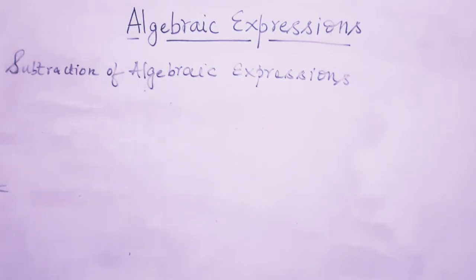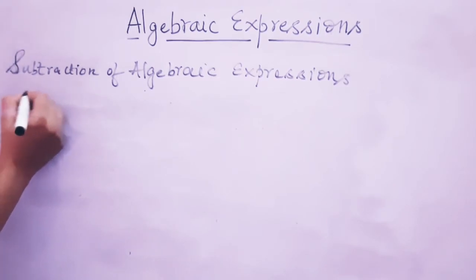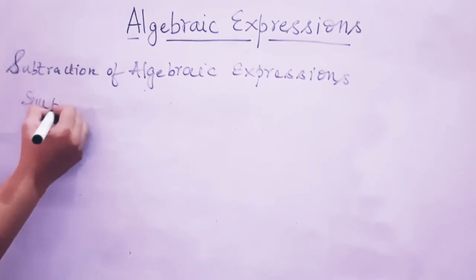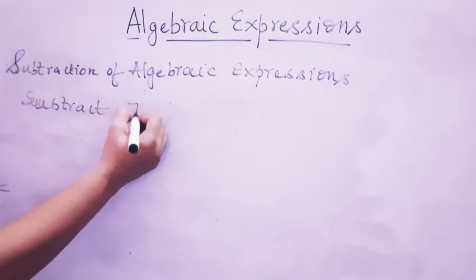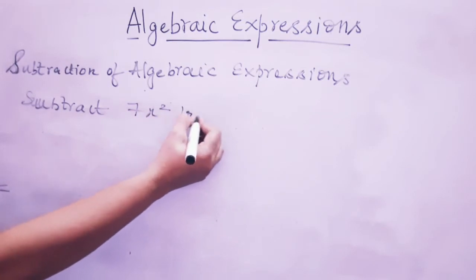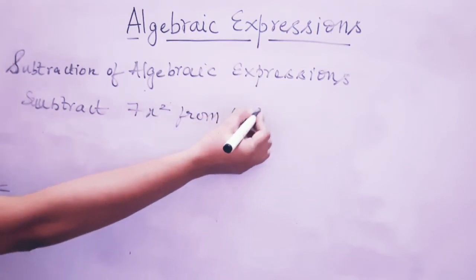Okay students, so now the difference of two like terms is a like term whose coefficient is the difference of the numerical coefficients of the two like terms. For example, I'm giving you a question, you have to reply with the answer in the comment section. Subtract 7x square from 4x square.